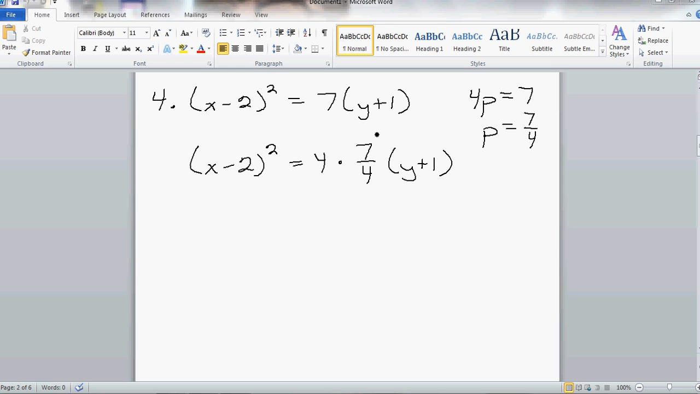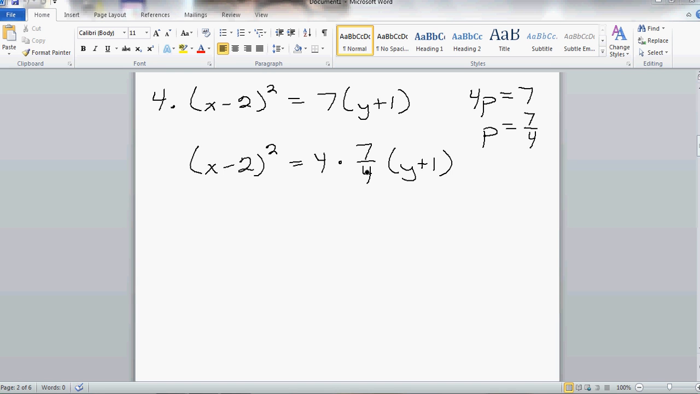Now, what this plays a part in, this helps us to figure out how fat the parabolas are or how skinny they are. If p is 1, it would be what you might consider your standard fatness of your parabola. And the bigger it gets, the fatter it gets. Okay, that's a good rule of thumb.